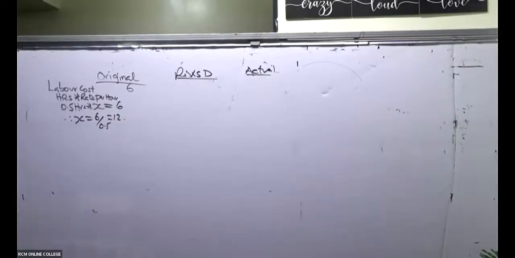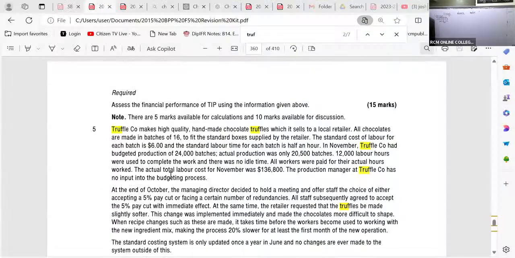So they are paying $12 per hour. Remember, the 6 is per batch. What they've told us here is that this 6 is per batch. If you see this, all chocolates are made in batches of 16 to fit the standard boxes supplied by the retailer. The standard cost of labor for each batch is 6.